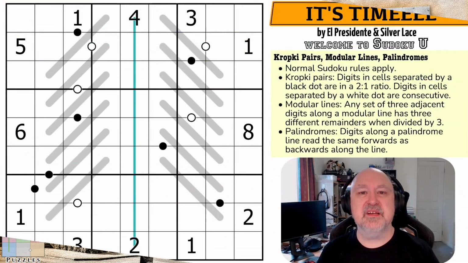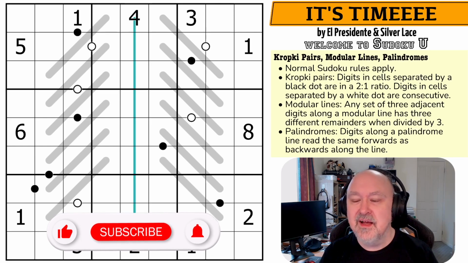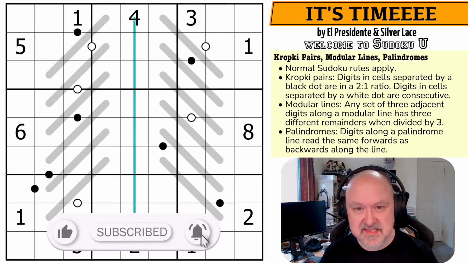Hi, and welcome back to BremSter Puzzles, and specifically welcome back to Sudoku U, and we have returned to Full Deck and Missing a Few Cards, the puzzles and paradoxes class, this time with a puzzle set by the students El Presidente and Silver Lace, and this one's called It's Time!